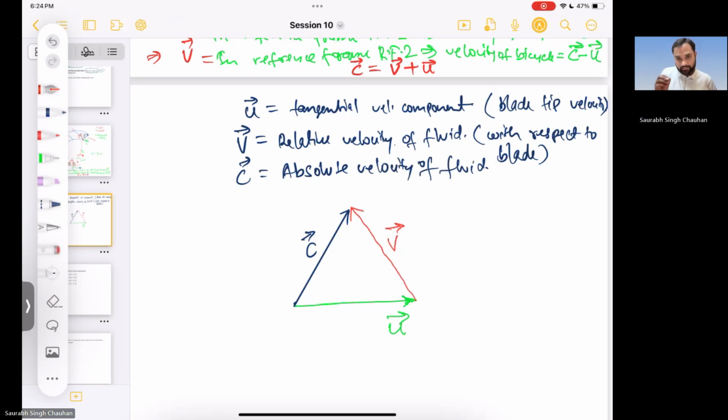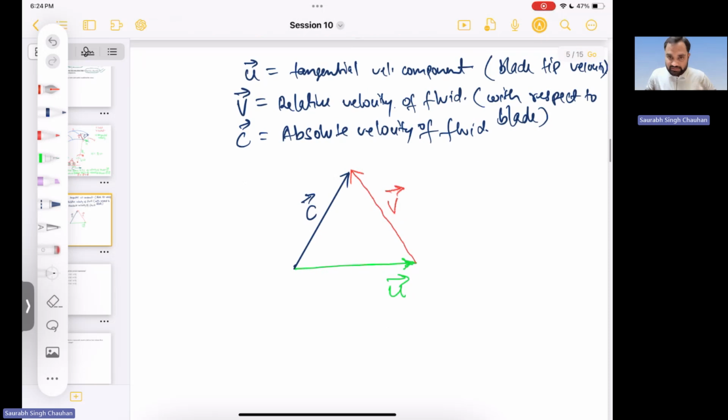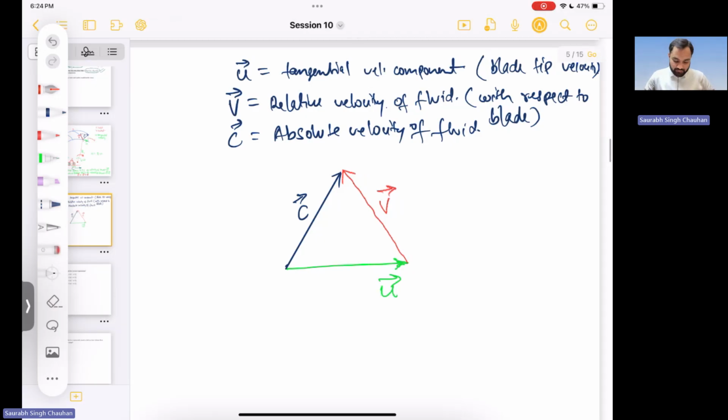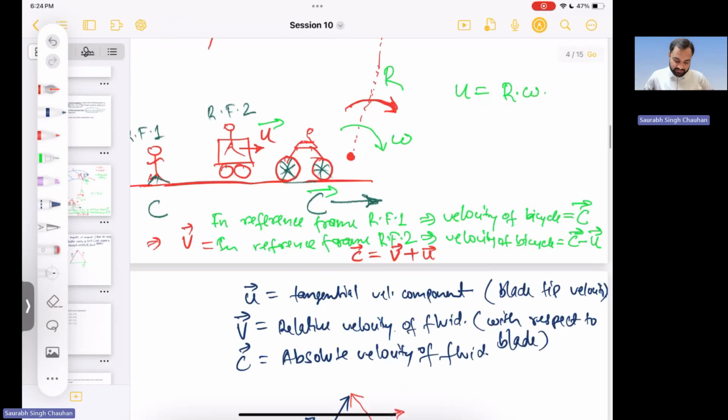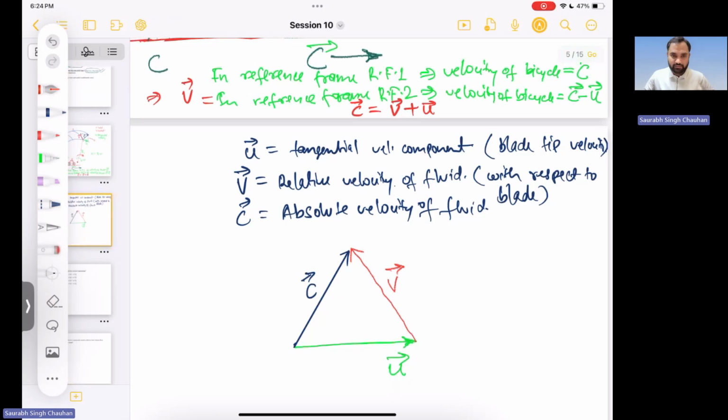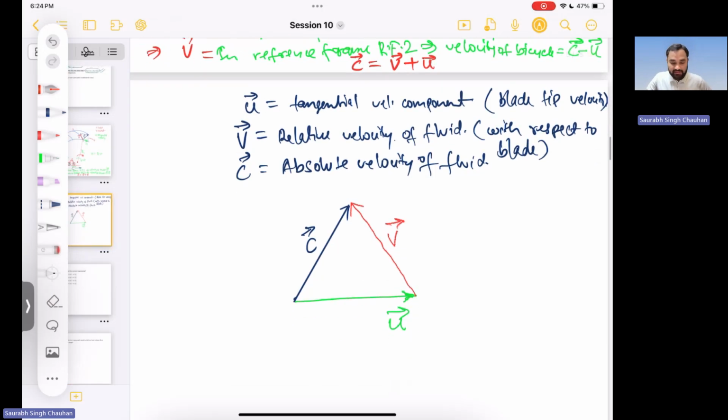I hope this terminology is very clear. This is very important because it doesn't matter whether you are solving a problem on a reciprocating, centrifugal or axial compressor or any turbomachinery, these velocity triangles are used everywhere. So this should be very clear.